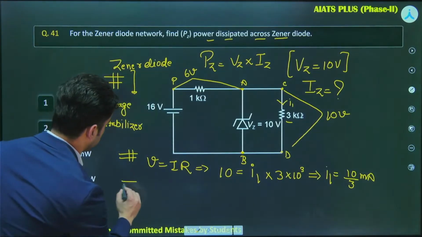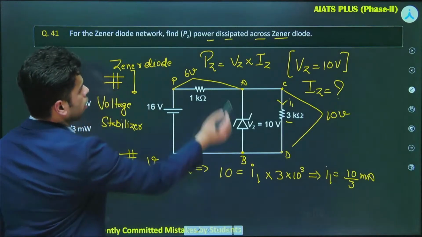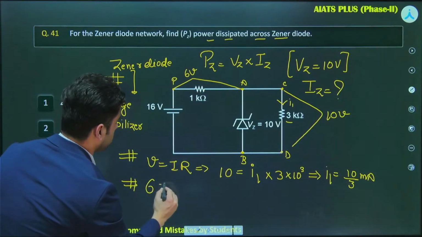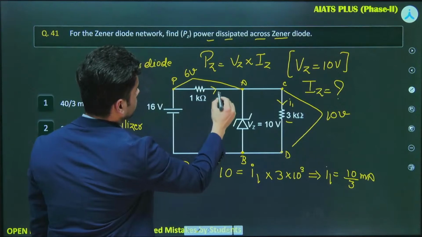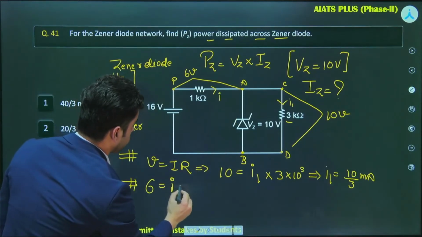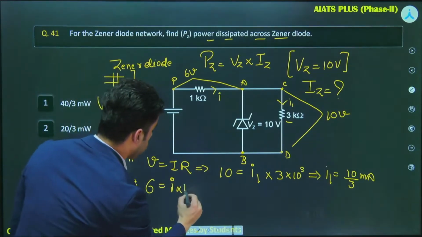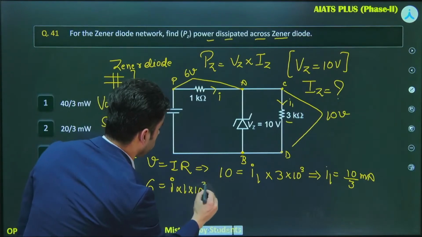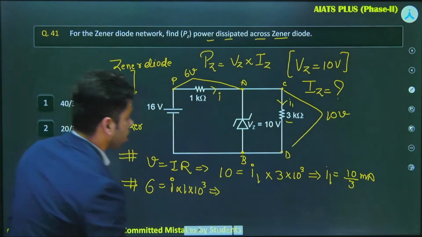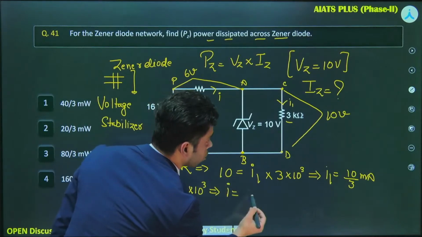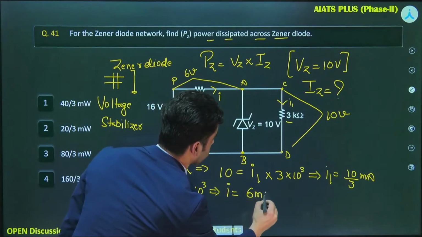Let me find it for you. The voltage drop across this one is 6. Let me take the current as I. So I into the resistance is equal to 1 into 10 raised to the power 3. This implies the current through here should be equal to 6 milliampere.